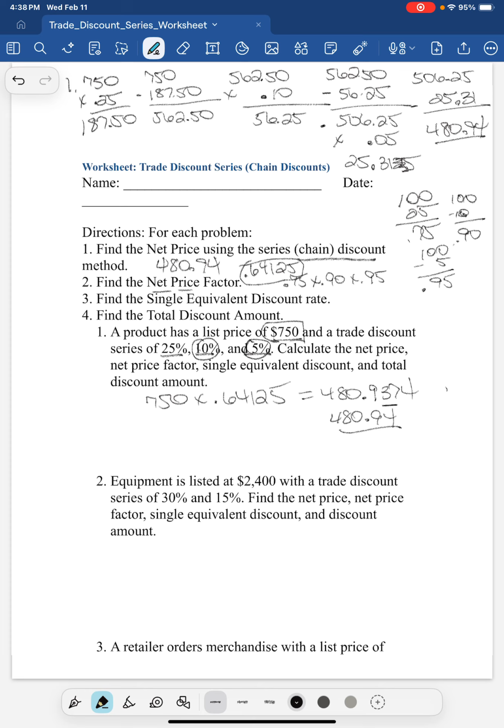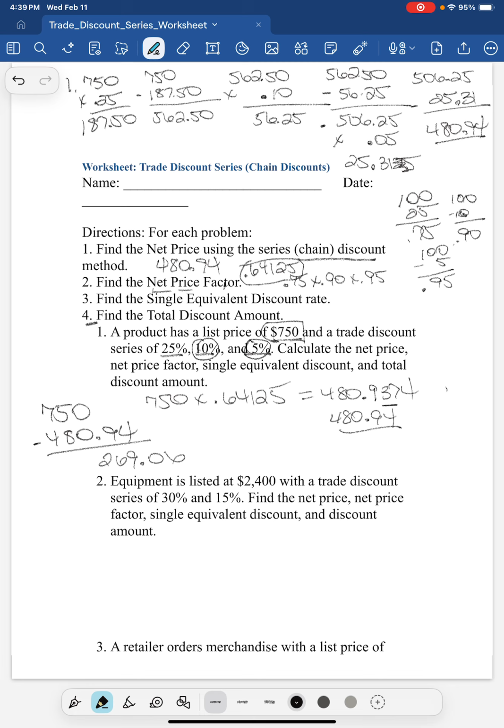It kind of will depend for educational purposes. There may be times when you have to give the net price factor, so you need to know how to find that, but it basically comes down to what is the easiest way for you to find it. And so we need to find our total discount amount for our last step, and that is very simple. We just take the price we started with and we subtract the price we ended up with, and we see that we get $269.06.